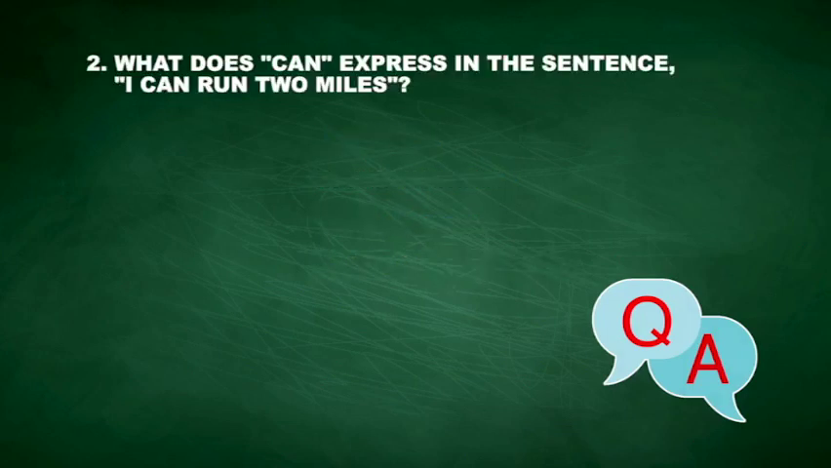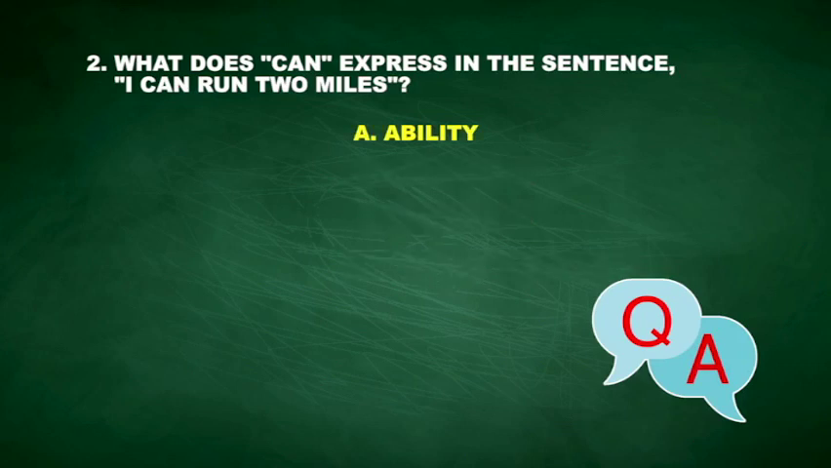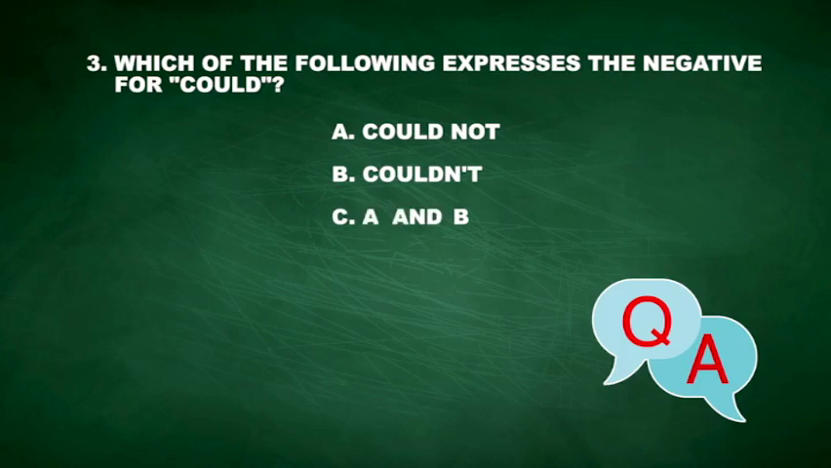Question 2. What does can express in the sentence, I can run 2 miles? A. Ability. B. Possibility. C. Permission. D. None of the above. If you answered A, you know that can expresses ability in that sentence. Question 3. Which of the following expresses the negative for could? A. Could not. B. Couldn't. C. A and B. D. None of the above. The correct answer is C. Could not and couldn't are the negatives for could.